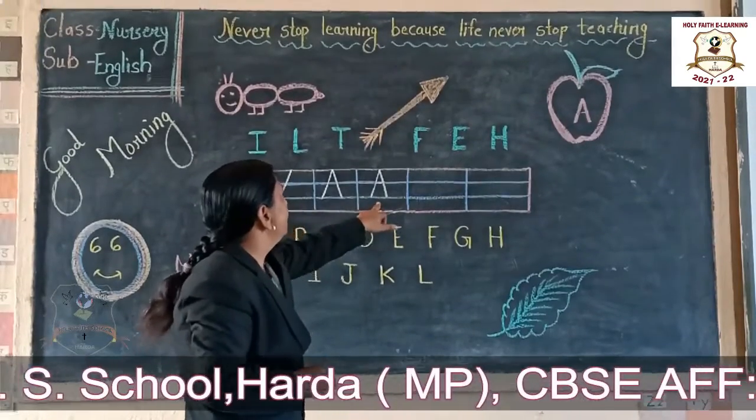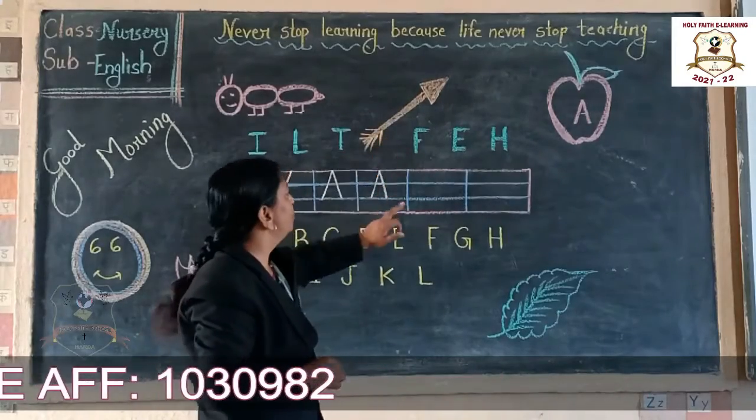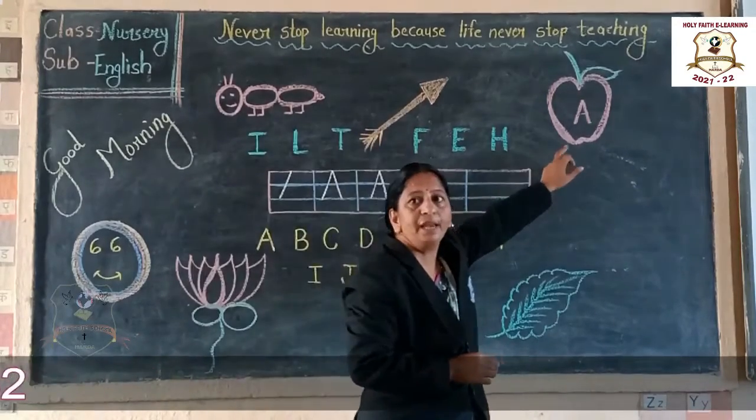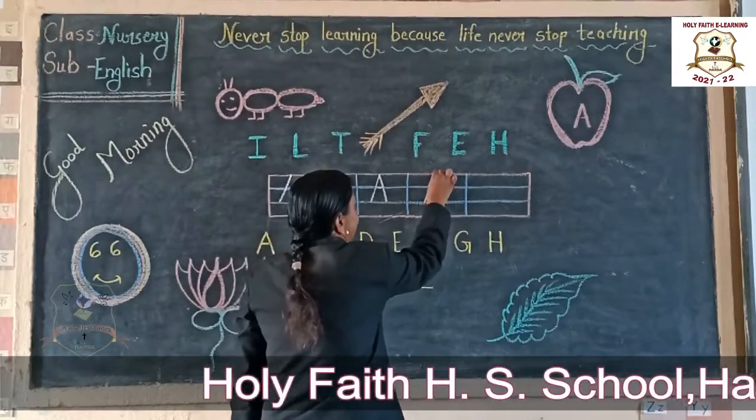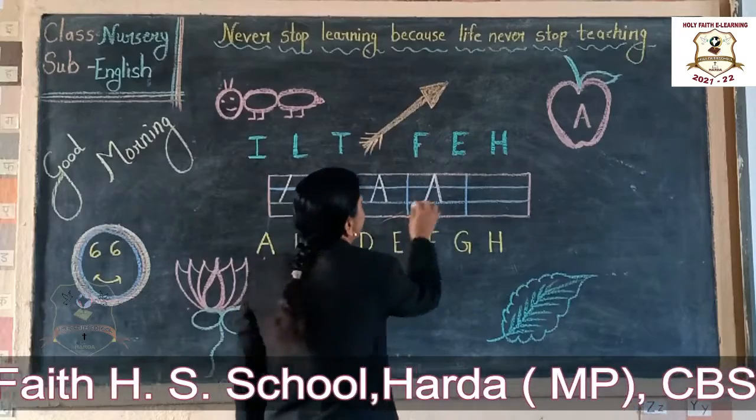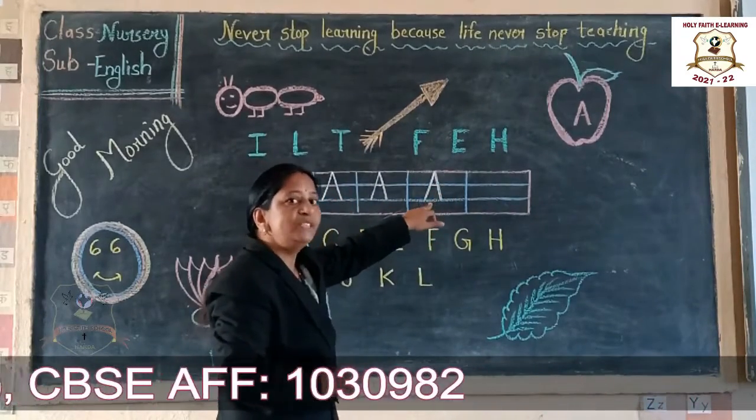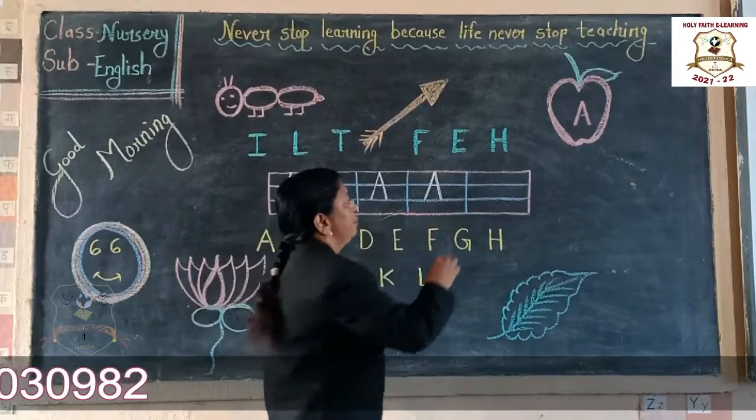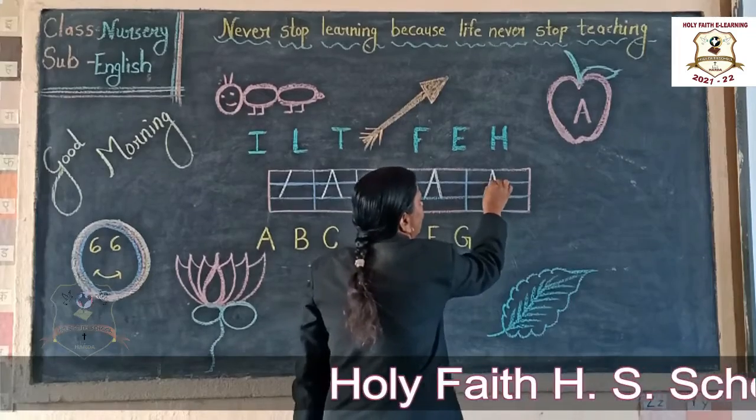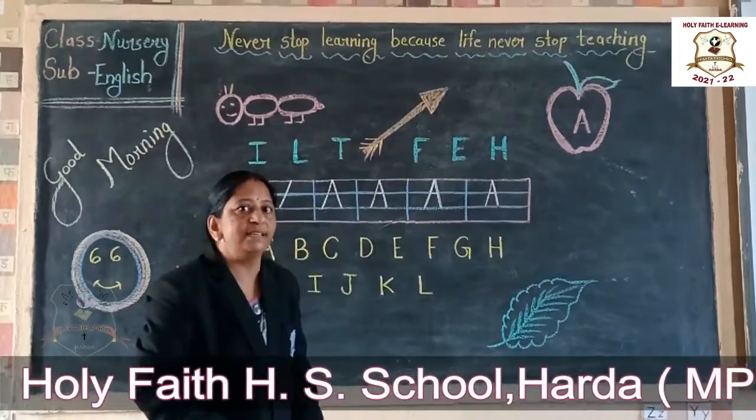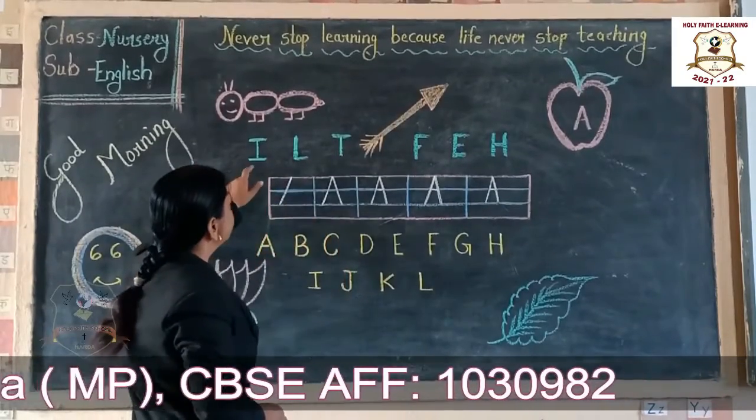A. A for ant. A for arrow. A for apple. Okay, students. See once again. We will draw two slanting lines. Then we will draw one sleeping line. This is A. Which letter is this? A. Okay, students. See once again. Two slanting lines. One sleeping line. This is A. Which letter is this? A.